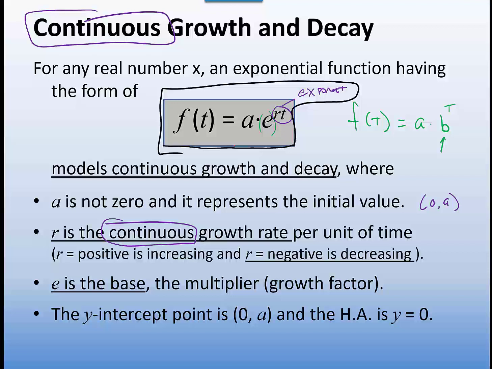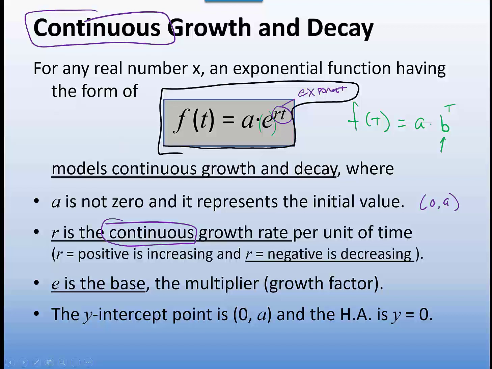Usually on my test, if I want you to use the continuous growth model, I will put the words continuous growth in the word problem. And so if I don't put the words continuous growth in the word problem, you can use the green equation and just do regular exponentials. Okay, so there's some ideas there.